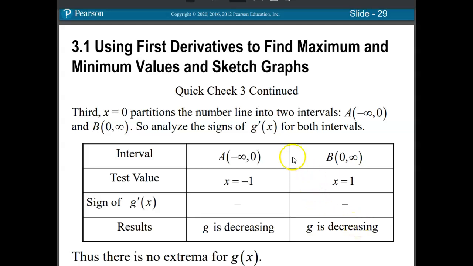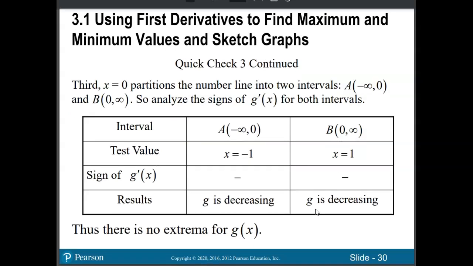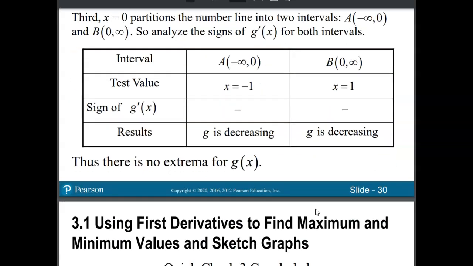So we only had one critical point, right? But there was no sign change in the derivative on either side, so there is no max or min. So there's no extreme value for this function. It should just be a continuously decreasing function, right? Because it did not switch.